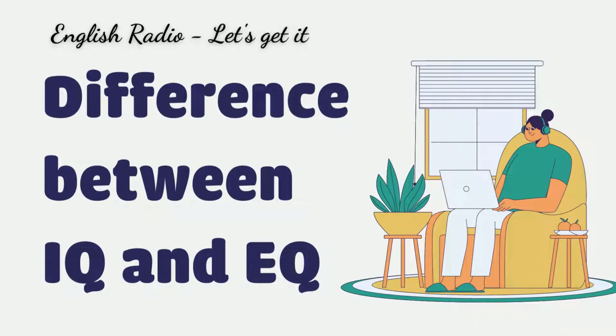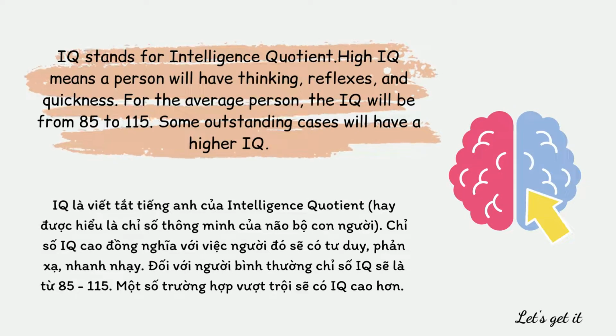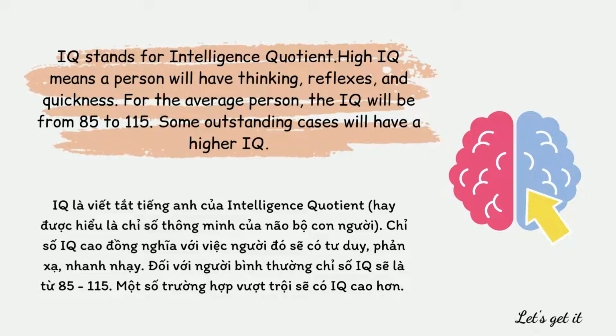Difference between IQ and EQ. IQ stands for intelligence quotient. High IQ means a person will have thinking, reflexes, and quickness. For the average person, the IQ will be from 85 to 115.